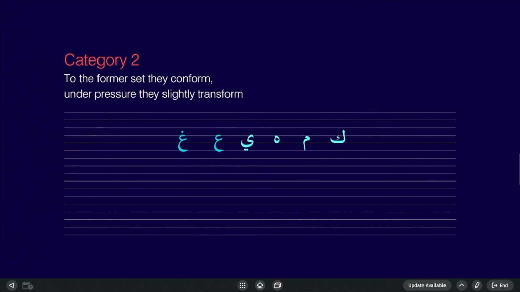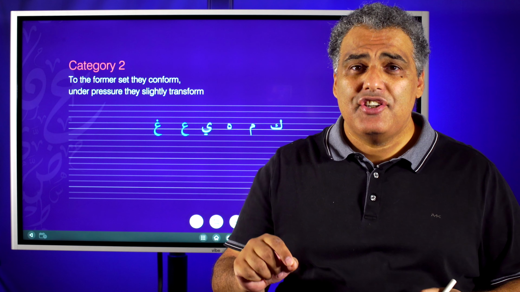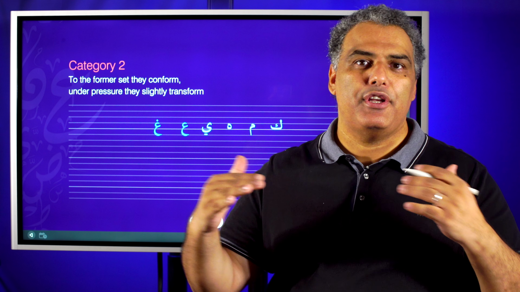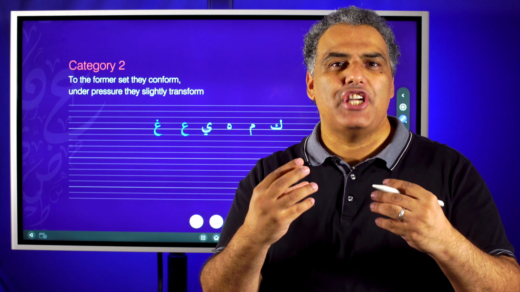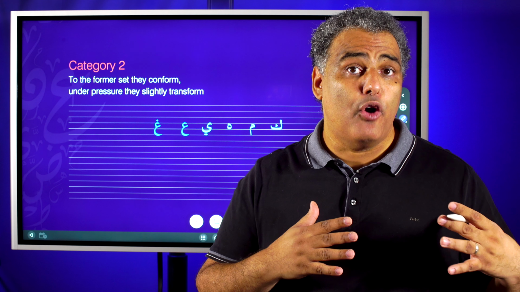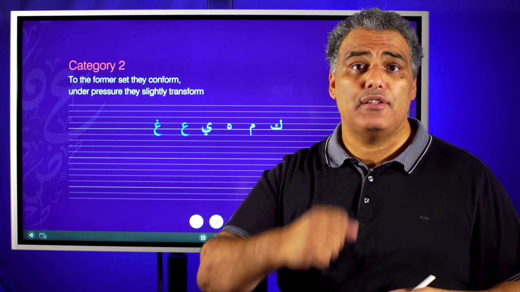Now, there is good news. The good news here is that this category connects in exactly the same way as category 1. The difference is that some of the basic shapes of these letters change a little bit. To the former set they conform, so they're just like category number 1, but under pressure they transform. Under pressure means when you connect them to other letters, their shape changes slightly. And this is why we had to put them in a category on their own. Otherwise, they work the same way as category 1. Let's look at the details.